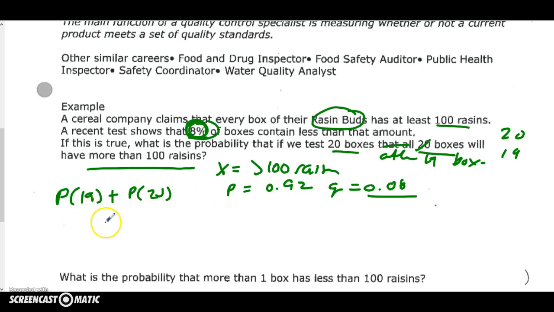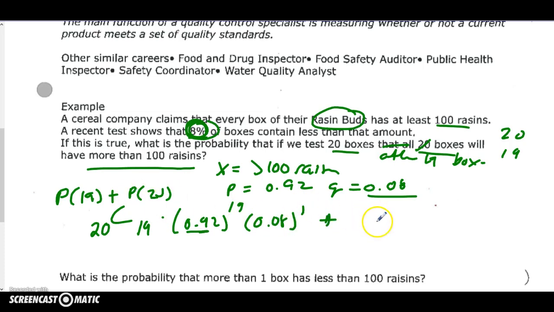Okay, so out of the 20 boxes, we want 19 to succeed. Sorry, let me redo that here. Of the 20 boxes, you want 19 to be successful. And if 19 are successful, well, because we're doing binomial here, 92% are successful, 19 are successful. So you put the success percent to the power of 19, the number of successes, and 0.08 for the one failure. And what you would add to that is the probability of 20, which is 0.92 to the 20, 0.08 to the 0. Nope, that's an 0.08 to the 0.